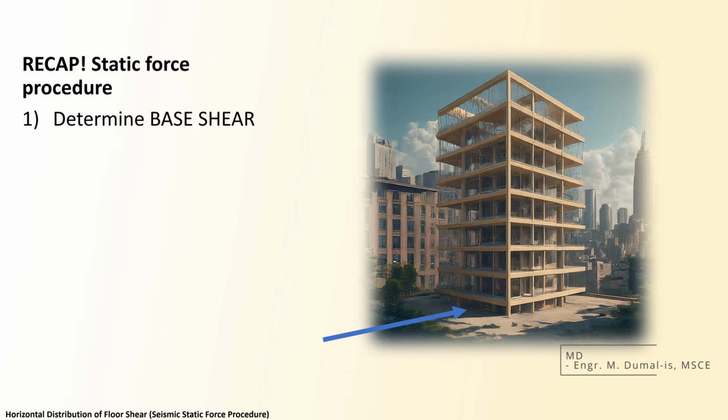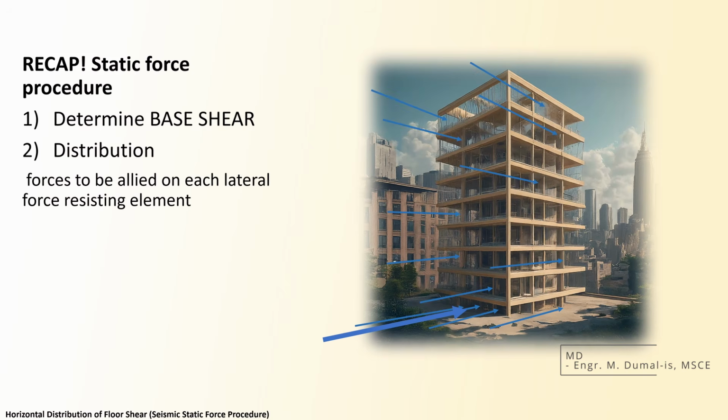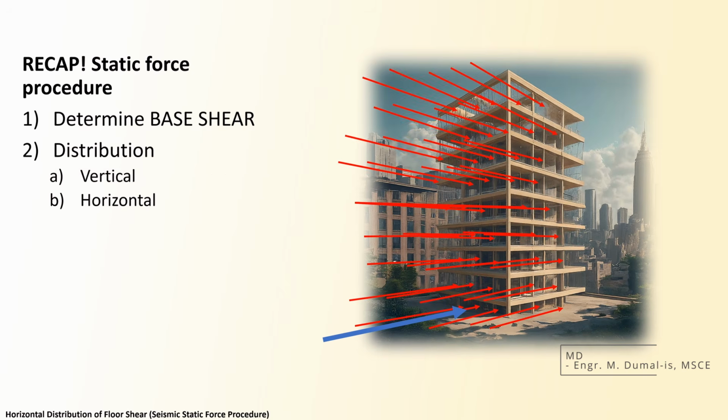Before we delve into horizontal distribution, let's take a moment to briefly review what we've discussed thus far. In our previous lectures, we concentrated on resolving the base shear. Once that was established, we examined how those forces are distributed, utilizing two primary approaches: vertical and horizontal distribution. As you may recall, we already covered vertical distribution in our last session. Today, our focus will be exclusively on the horizontal aspect. With that foundation in place, let's proceed.